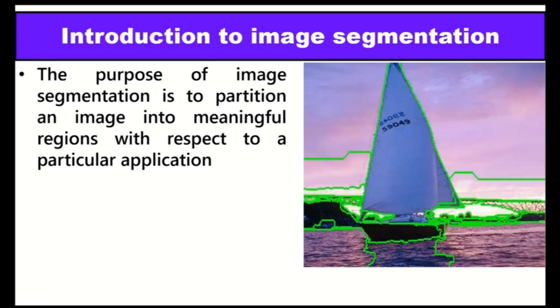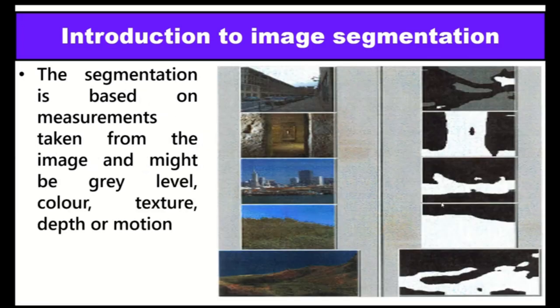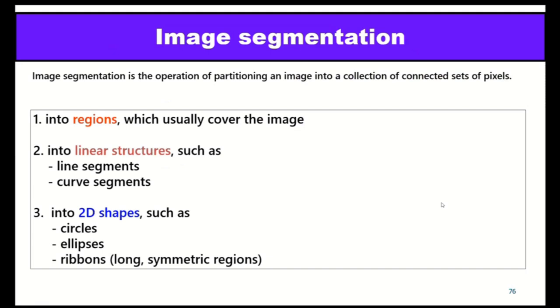Now the question is how to divide that area. They are called image segmentation techniques. Simply, in image segmentation we divide into regions, different line segments, curve segments, polygons, circles. This is how we decompose the overall image and reach the area of interest, that is the region of interest.